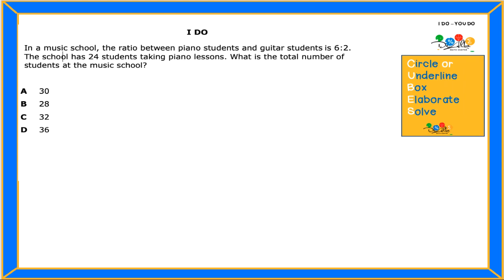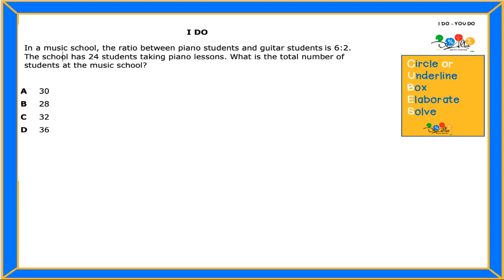Hello, we're gonna solve this question, so we're gonna start reading. In a music school, the ratio between piano students and guitar students is 6 to 2. The school has 24 students taking piano lessons. What is the total number of students at a music school?